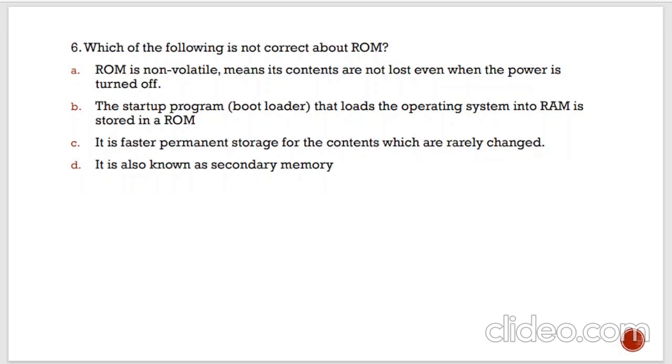Which of the following is not correct about ROM? ROM is non-volatile, meaning its contents are not lost even when the power is turned off. What is volatile? When the computer is turned off, it will lose its data. Non-volatile means it will retain the data even when the power is turned off. What does ROM contain? It contains the startup program.